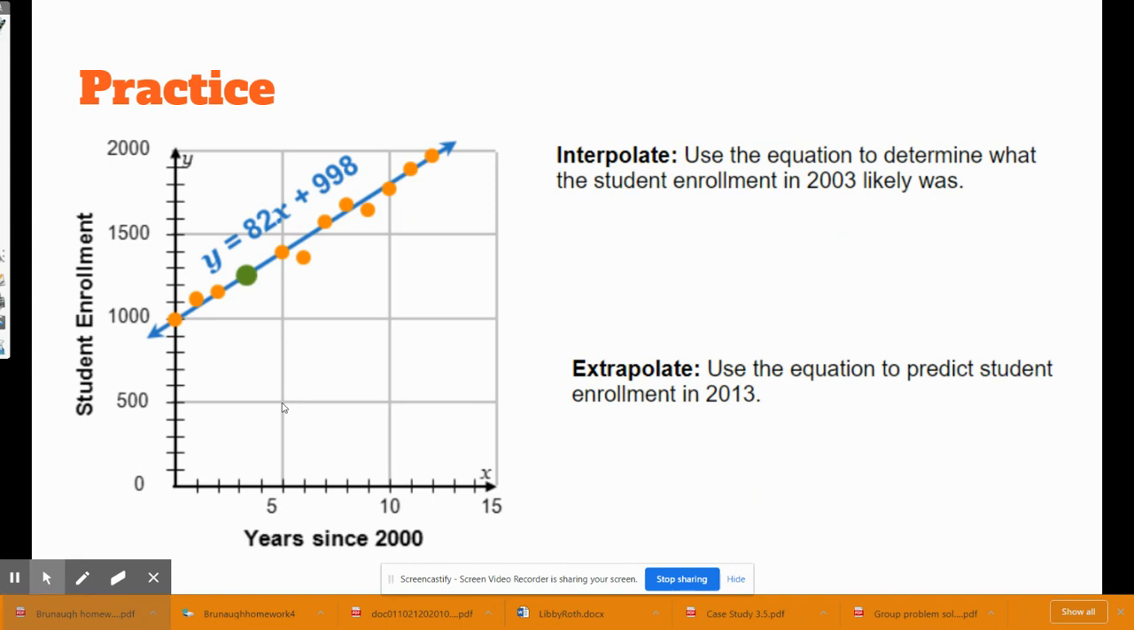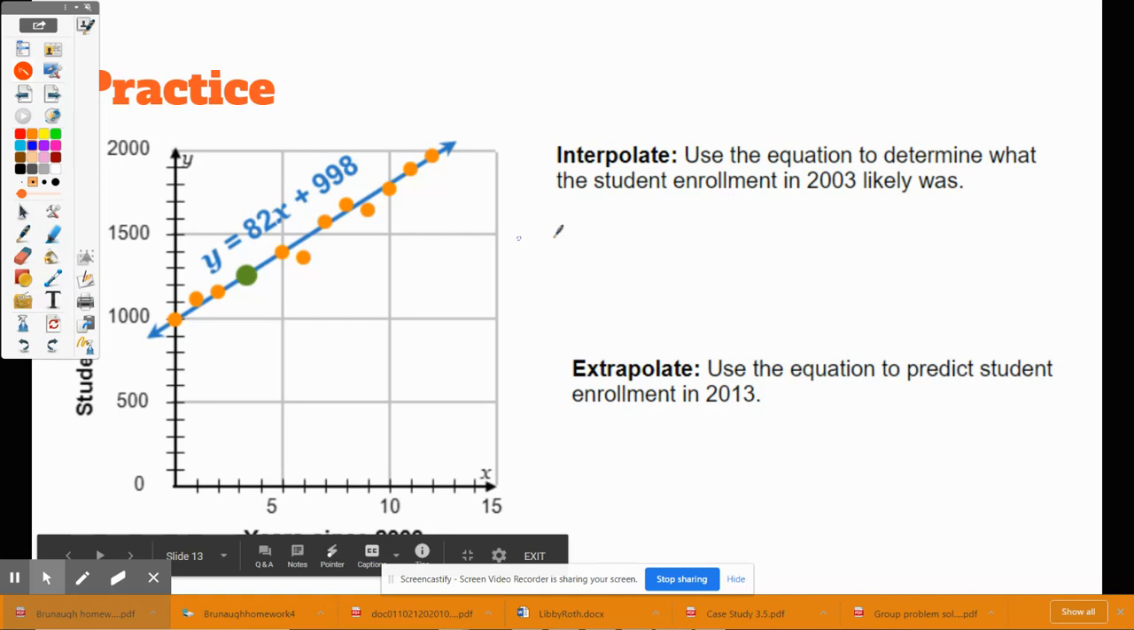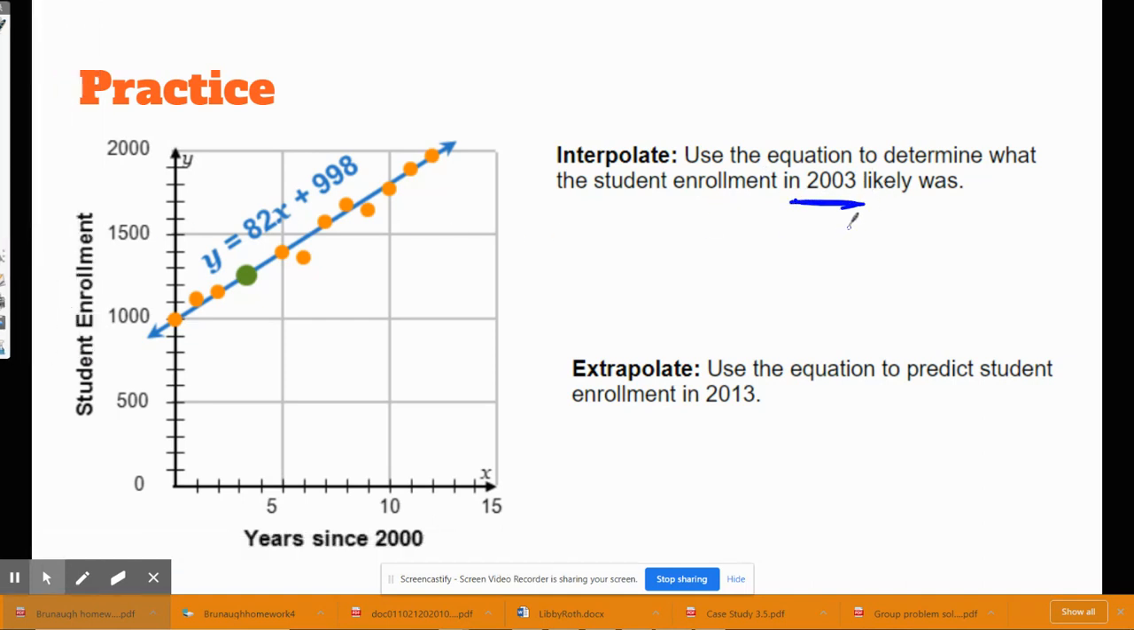Okay, here's another practice. Student enrollment year since 2000. This is the equation we came up with a minute ago. Use the equation to determine what the student enrollment was in 2003. Well, where would 2003 be? This is 2000. 1, 2, 3 would be right here, and it looks like they even gave me a green dot. What am I going to plug in my equation? It's 3 years after 2000, so that would be 82 times 3 plus 998. And the estimate of the students would be 1,244 students.